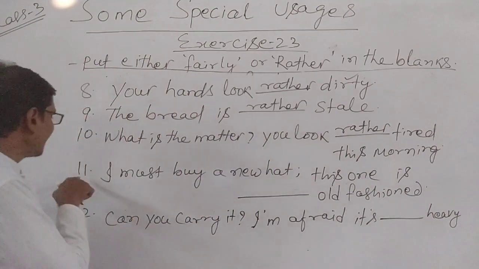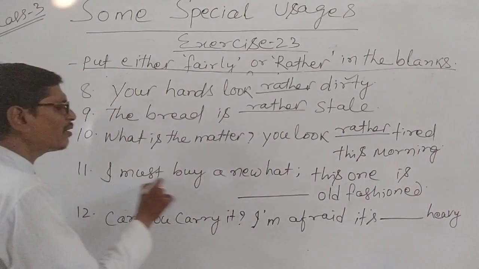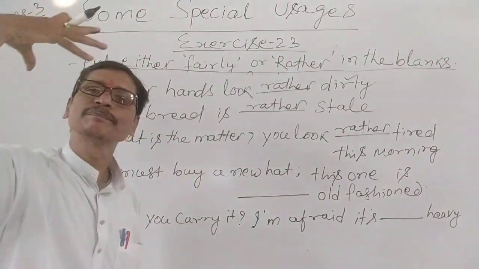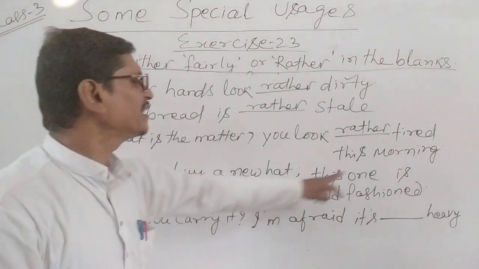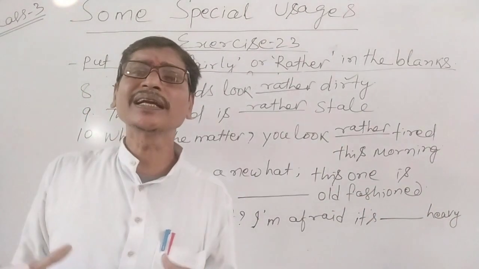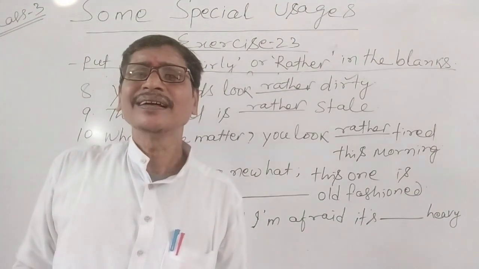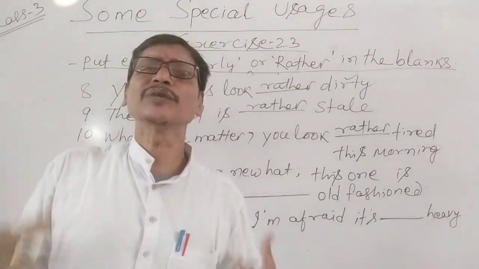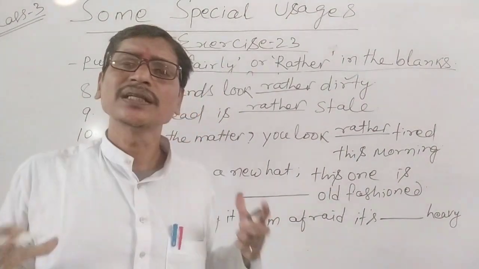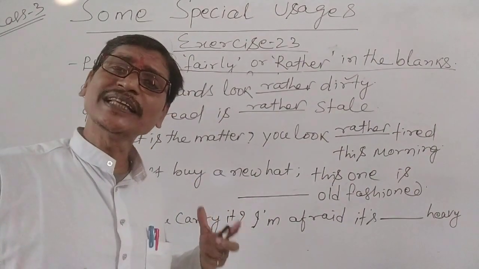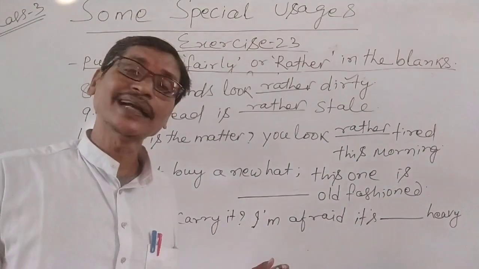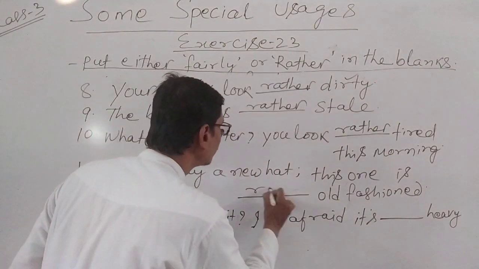Okay? So similarly, next is 11. I must buy a new hat. I must buy a new cap. Understand? Because this one is dash old fashioned. Old fashioned means when something is getting old fashioned, we don't like it. That is not our positive thinking. We think of it negatively and it is unpleasant to us. Therefore, when something is unpleasant and negative and we have disapproval for it, what do we use? We use rather.